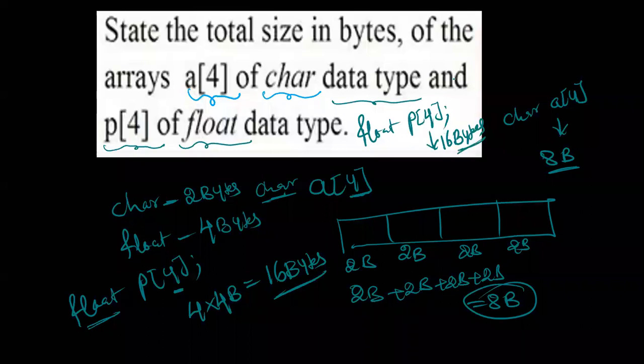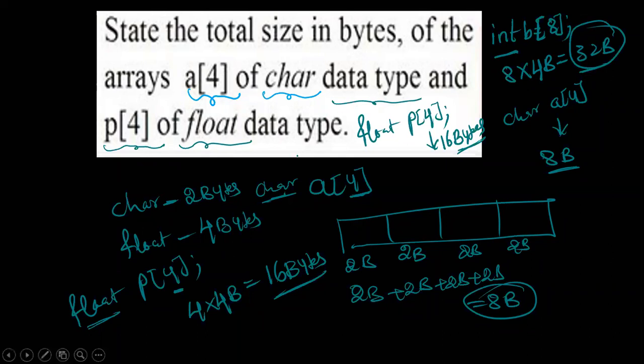Another example I am giving. For example, they give int b is equal to new int of size 8. At that time, what you have to do? Take that 8 into integer, how many bytes? 4 bytes. So 8 into 4 is 32 bytes. That's it. So in total it is allocating 32 bytes. You need to calculate the size of the array in this way.